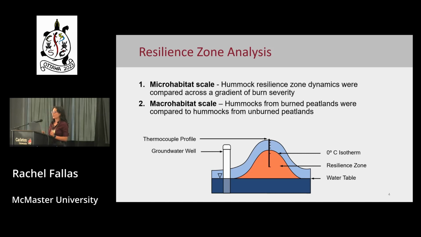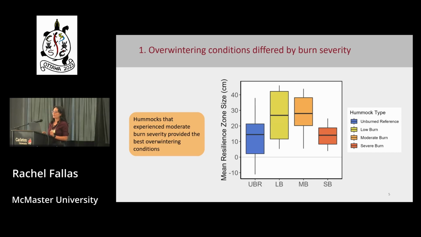So first things first, we found that at the microhabitat scale, we did see that the resilience zone differed by burn severity. And interestingly, it was the moderately burned hummocks that actually maintained the largest resilience zone size and maintained that resilience zone for the greatest proportion of that overwintering period. And so they were performing even better than the unburned reference hummocks that were in unburned peatlands.